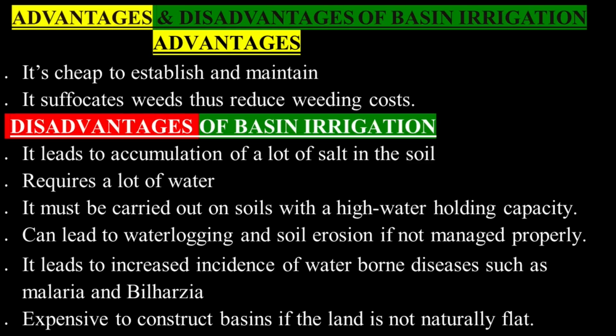Disadvantages of basin irrigation. It leads to accumulation of a lot of salt in the soil. Requires a lot of water. It must be carried out on soils with a high water holding capacity. Can lead to waterlogging and soil erosion if not managed properly. It leads to increased incidence of waterborne diseases such as malaria and bilharzia. It is expensive to construct basins if the land is not naturally flat.